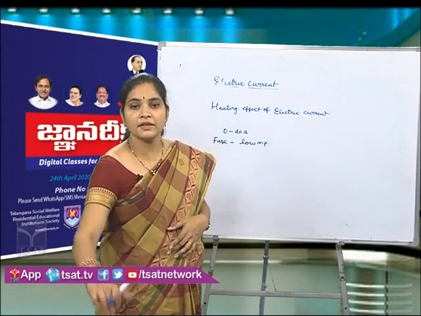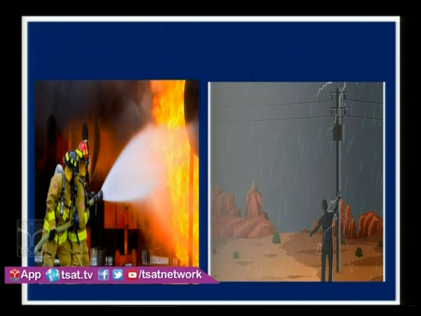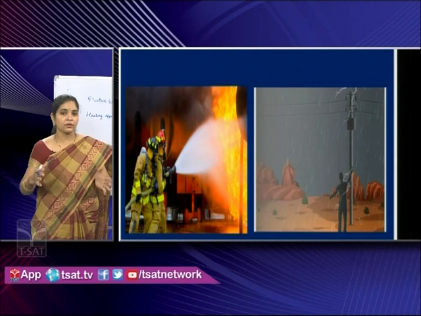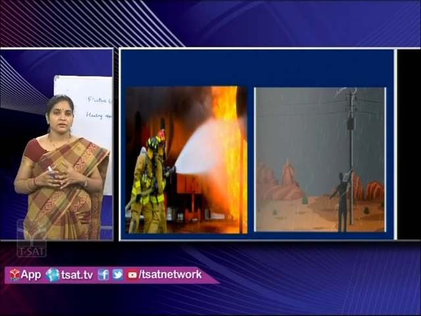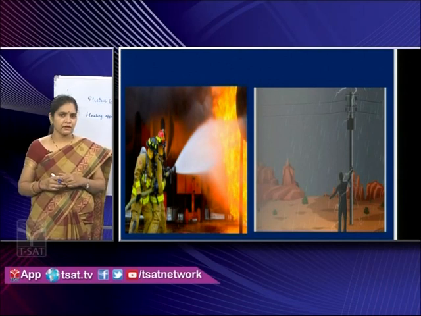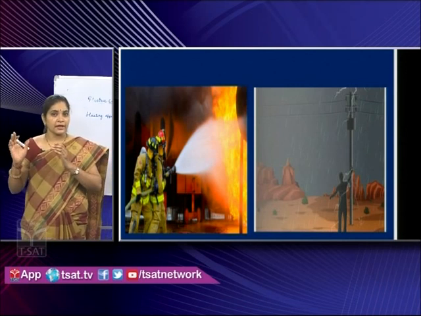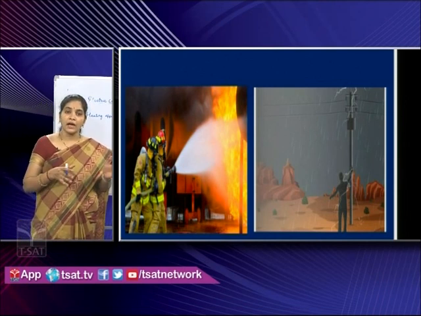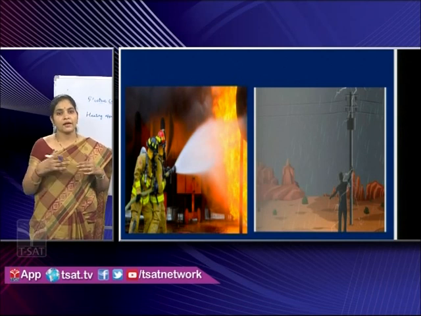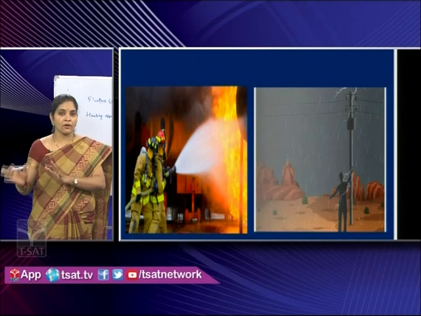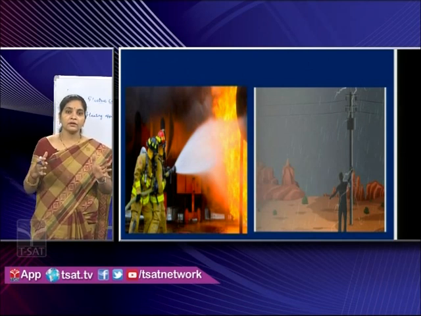Before that, look at this picture in the slide. In the first picture, a fireman is spraying water. Children, whenever a fire accident takes place, firemen reach there and before they spray water, they make sure that the mains are off. Why do they do so? It is because without switching off the mains, if they start spraying water, the current will pass through the water and it may cause harm to the firemen. So they make sure that the mains are off before they start spraying water.